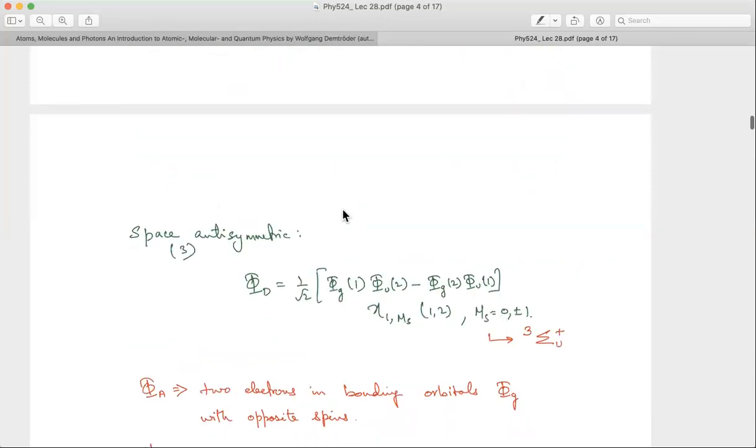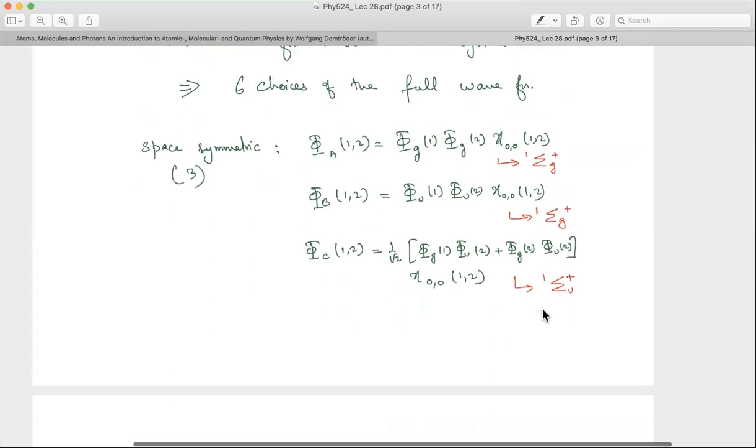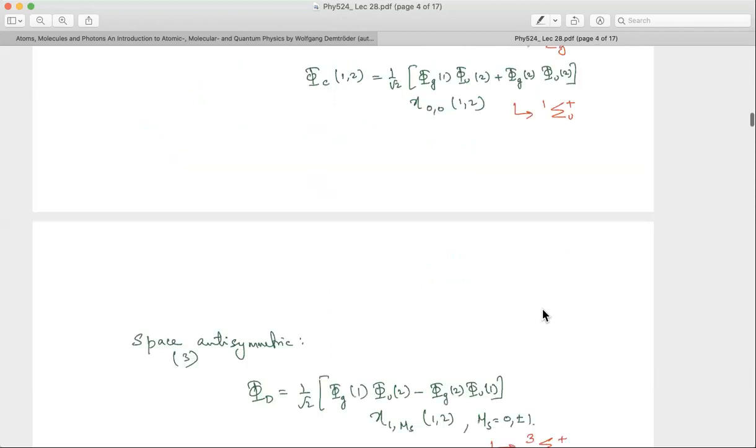And likewise, you can construct a space antisymmetric state. So space antisymmetric, I can only construct one state. So the triplet is only one combination basically. So 1 by root 2 (phi g1, phi u2 minus phi g2, phi u1) basically. And this has to multiply with this state chi 1 Ms, where Ms can take three different values for the triplets, which is 0, 1, and minus 1 basically. Okay. So these are the total combination of states that I can construct, which are completely antisymmetric. So any questions till now?